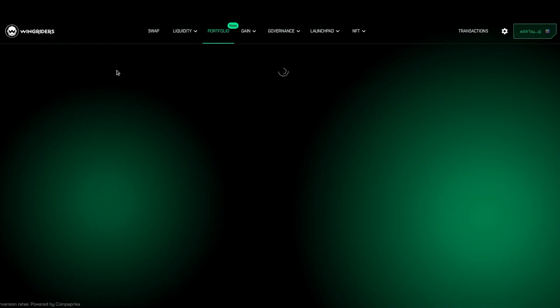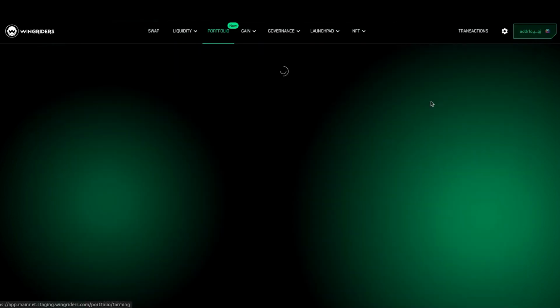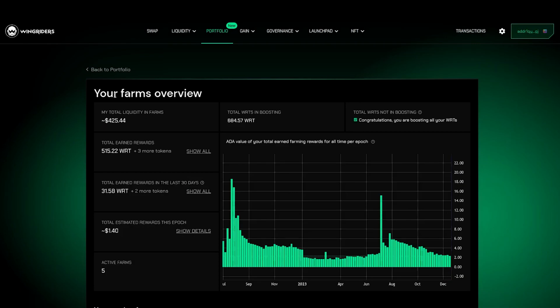To see detailed information about your farming positions, go to Farming Overview. This page will display your total liquidity in farms, total WRTs in and not in boosting, total earned farming rewards for all time or in the last 30 days, total estimated rewards for the current epoch, and number of your total active farming positions.